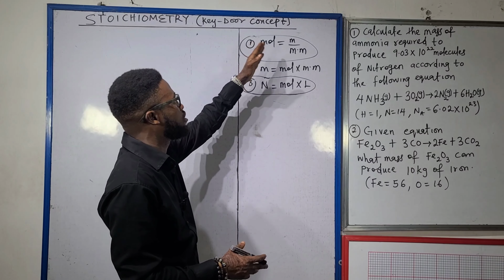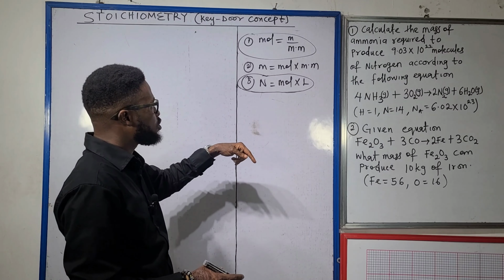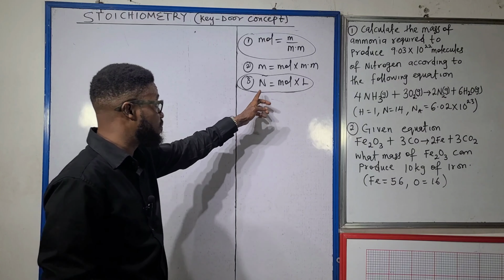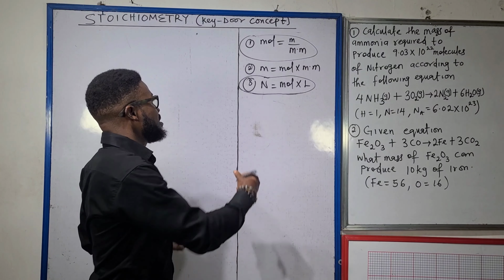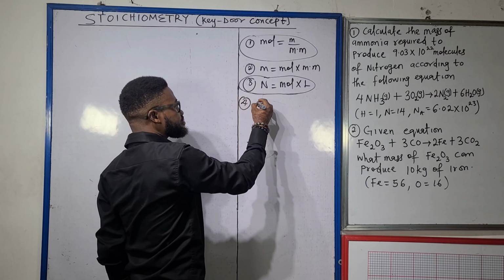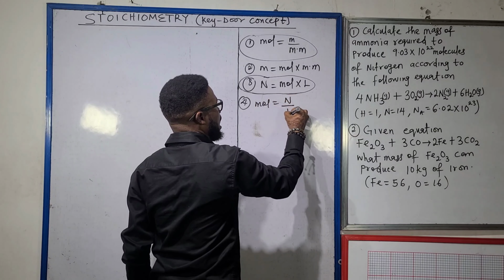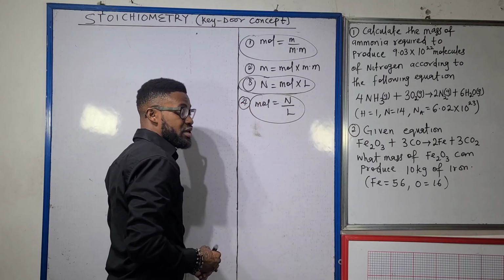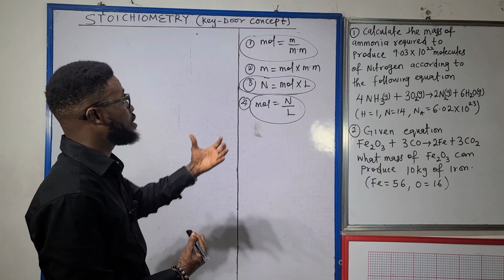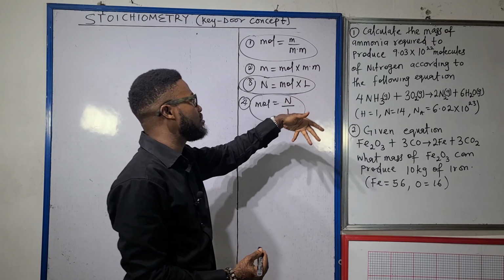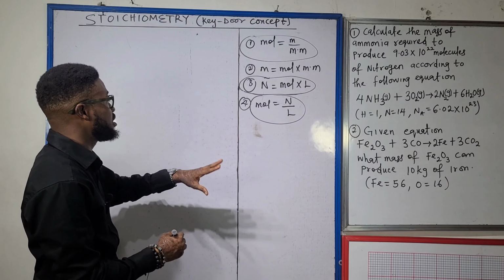We've been able to establish that mole equals mass over molar mass, and we also know that number of particles equals mole times Avogadro's number. From this, we can say that mole equals number of particles divided by Avogadro's number, and we'll be correct, so that we move away from the conventional mole equals mass over molar mass, and we begin to deal with other parameters as they relate to mole.